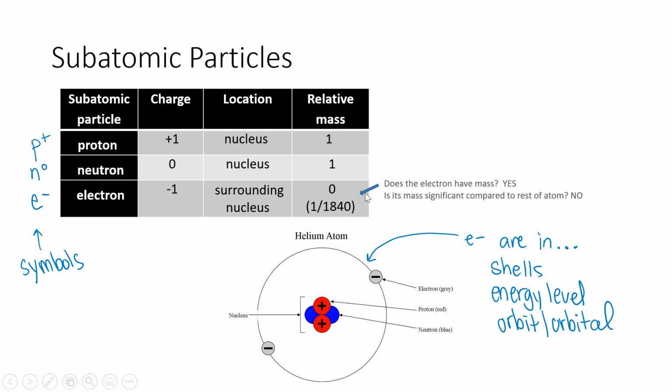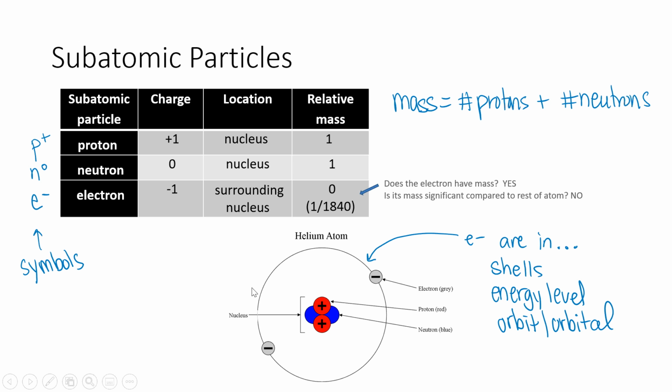And we'll notice the electrons have a really small mass compared to the protons and neutrons. So the electrons have mass, but it's just really small compared to the rest of the atom, so we tend to ignore it. When we try and find the mass of an atom, we just look at the number of protons and the number of neutrons. Those are the two subatomic particles that determine the mass.